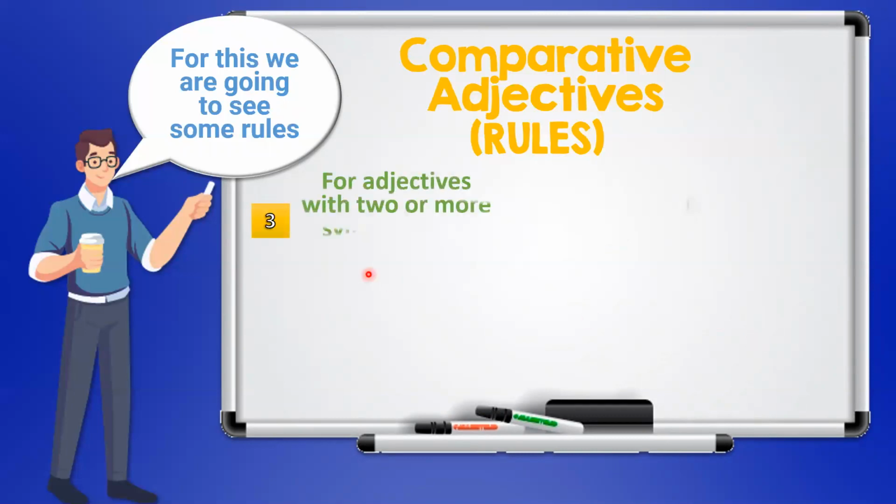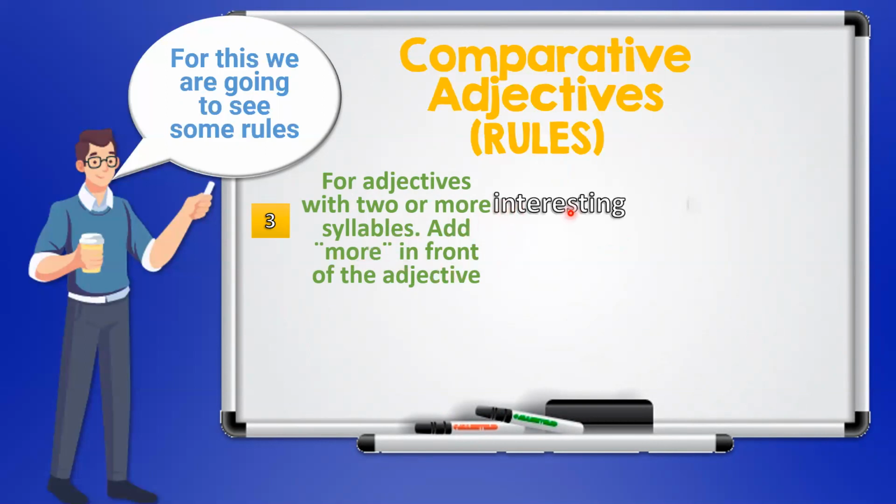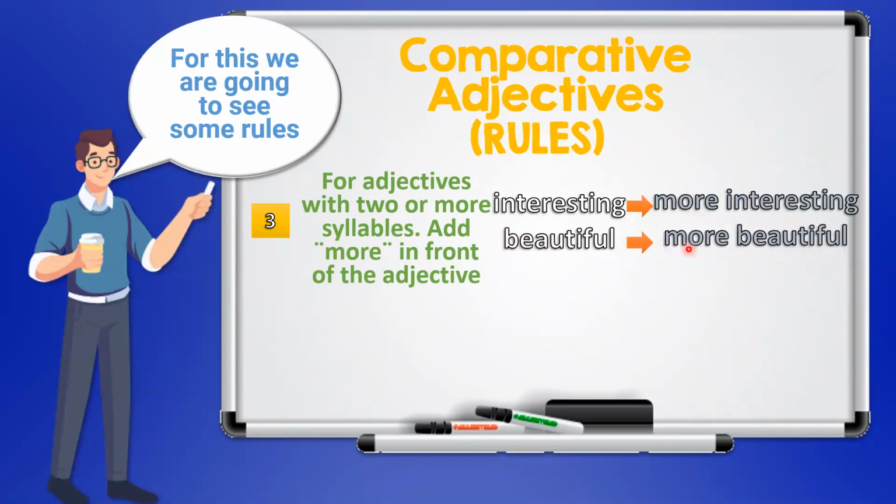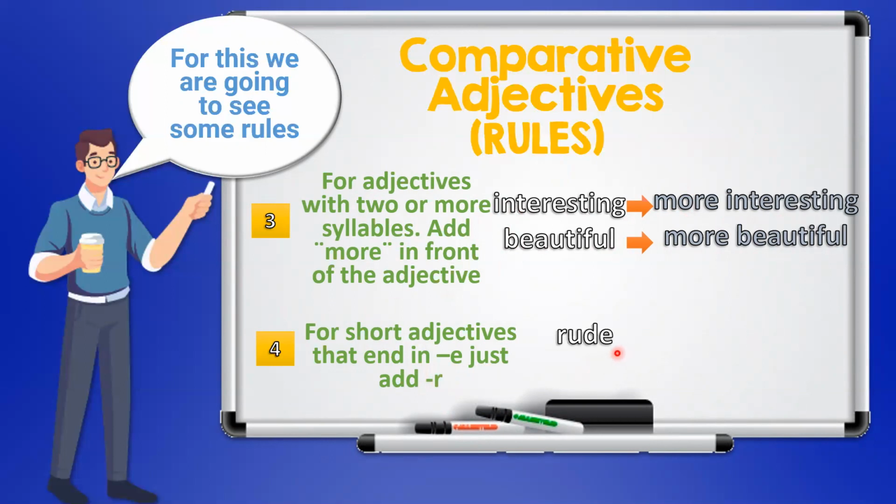Then, rule number 3. For adjectives with 2 or more syllables, add more in front of the adjectives. Interesting, more interesting. Beautiful, more beautiful. In the rule number 4, we have that for short adjectives that end in e, just add the letter r. For example, rude ends in e, ruder. Strange ends in e, stranger.